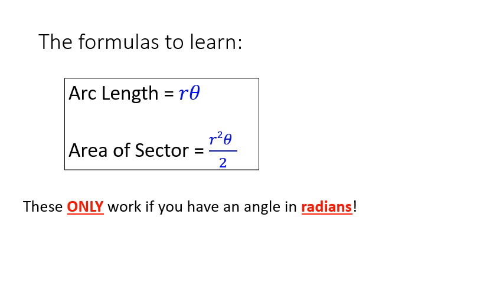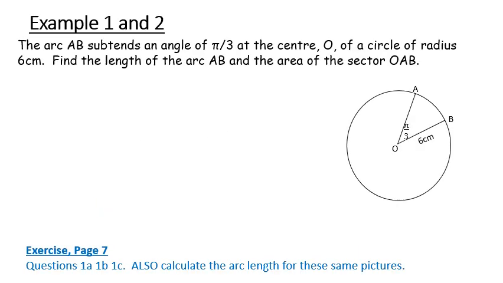So here they are again, these are the formulas to learn. They're not given to you in the formula booklet, so you do need to memorise them. Arc length is r theta, and area of sector is r squared theta over 2. So let's have a look at an example then of putting that into practice. In this picture, the arc AB subtends an angle of pi over 3 at the centre. So I can tell that this question is a radians question because the angle is given in terms of pi. The radius of the circle is 6 centimetres. Find the length of the arc AB and the area of the sector OAB.